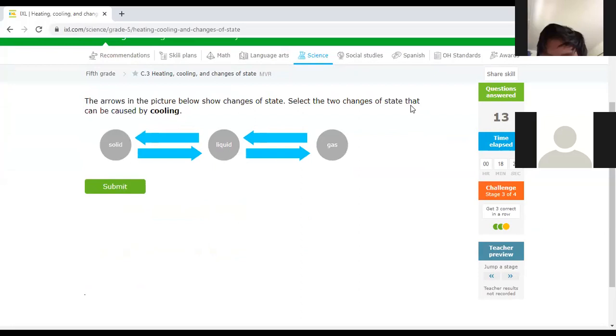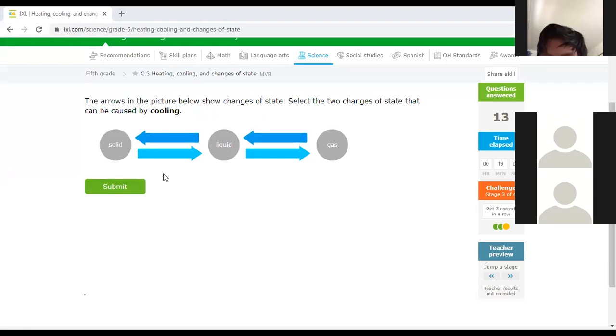Pooja, I can hear you if you want to talk, or you can just type. Do you know which 2 arrows are the ones that are getting colder? Liquid to solid. Good, yeah, that's good because it's water turning into ice. Good job. Do you know what the other one is? Gas to liquid. Yes, good job, Pooja. Yeah, because that's our steam turning back into water. Good job. Awesome. Okie doke.